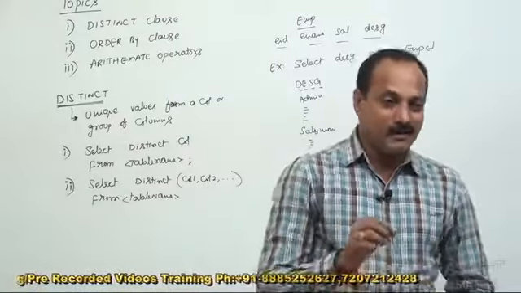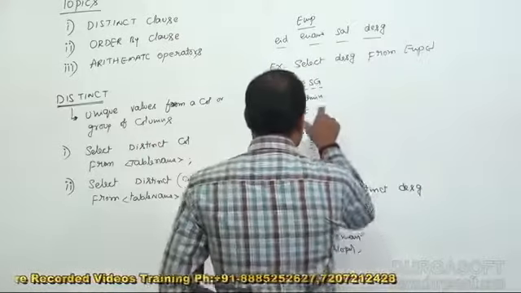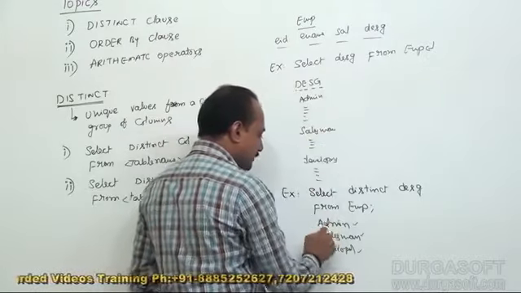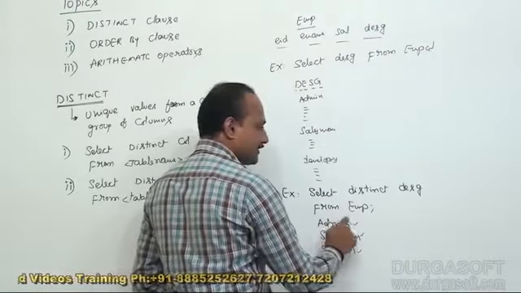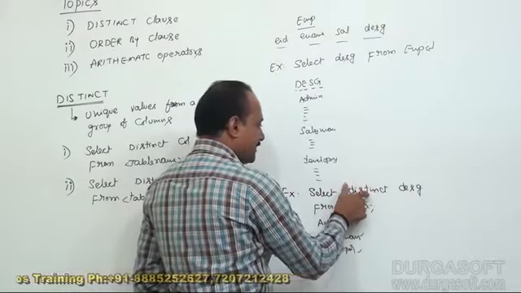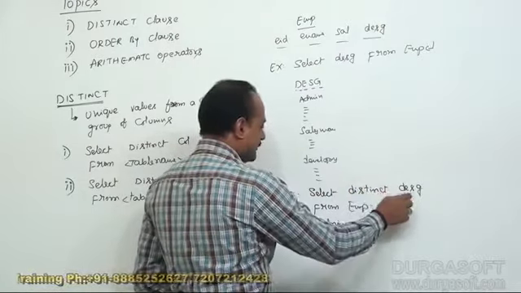And remember, if you have any null values within this column, the null value is also displayed here. Remember that. So this is the way we can apply the distinct clause on a single column.